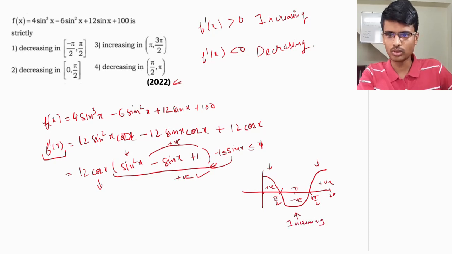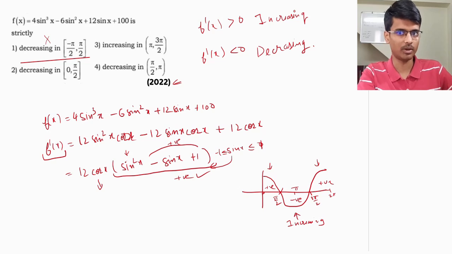Looking at the first option, decreasing in minus pi by 2 to plus pi by 2. If we look at 0 to pi by 2, cos x is positive, so it is increasing there. So this is wrong, because between 0 to pi by 2 it is increasing, so it cannot be decreasing between minus pi by 2 to pi by 2. Between pi and 3 pi by 2, cos x is negative, so it is decreasing in this interval, not increasing. So this is also wrong.